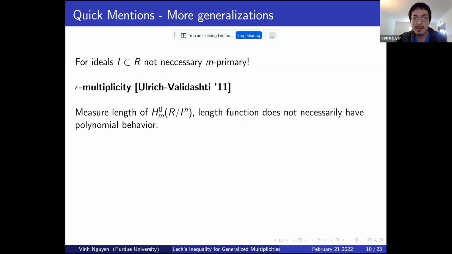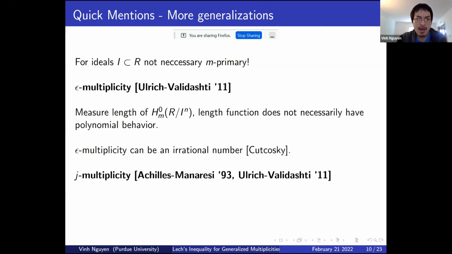And so we can measure the length of the zeroth local cohomology of the powers of I instead. It turns out that this length function doesn't necessarily have polynomial behavior, but it is bounded above by a function that is a polynomial. So we can pass to the lim sup instead and define an invariant based off of that. The epsilon multiplicity is a little weird, and it turns out that it can be an irrational number, whereas every other multiplicity in my talk is going to be a positive integer.